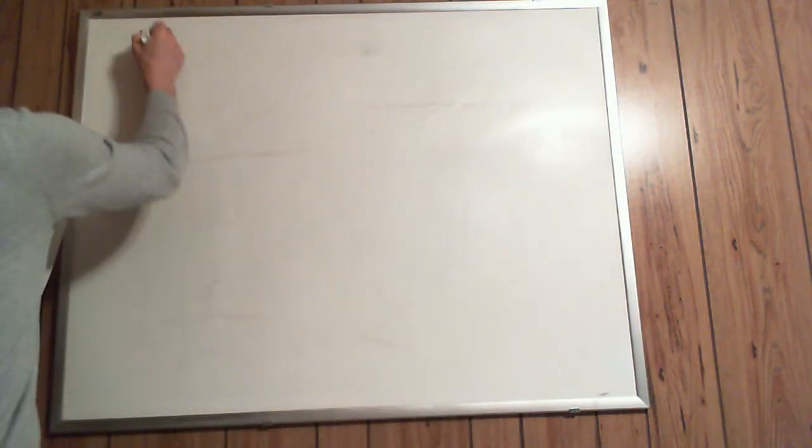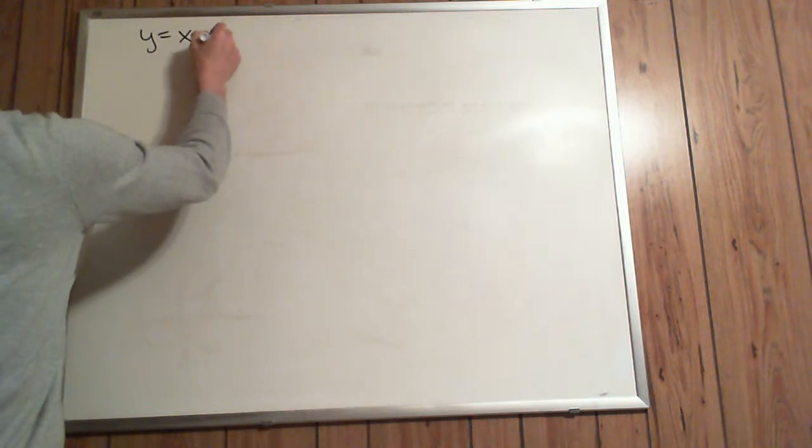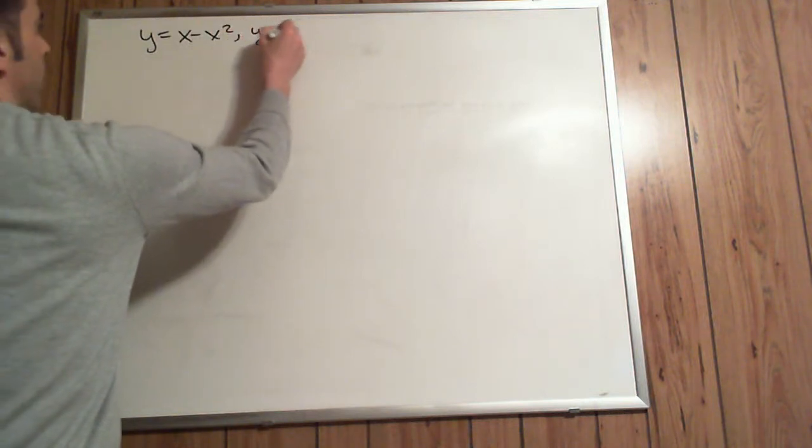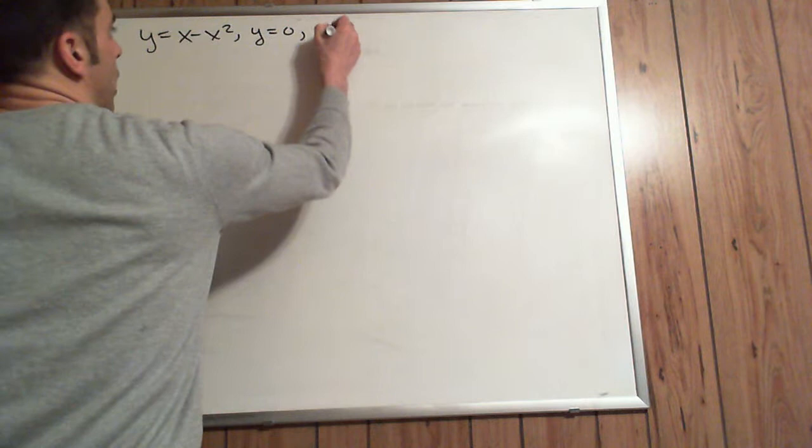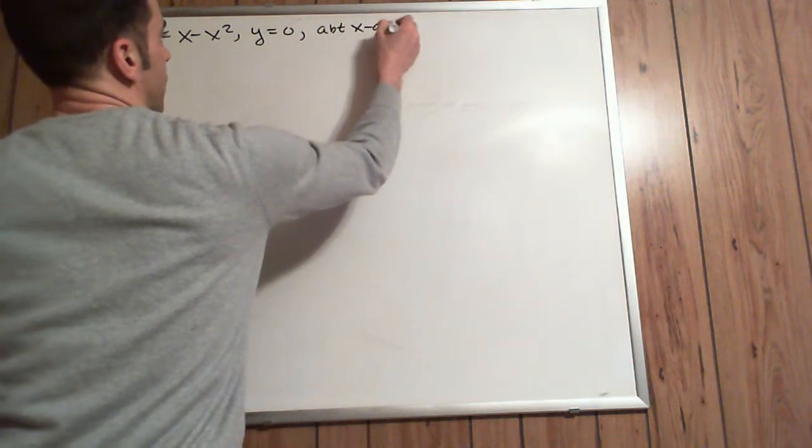Okay, so here in this video we're going to find volumes by the disk method. Alright, so the first example is y equals x minus x squared, y equals 0, about the x-axis.